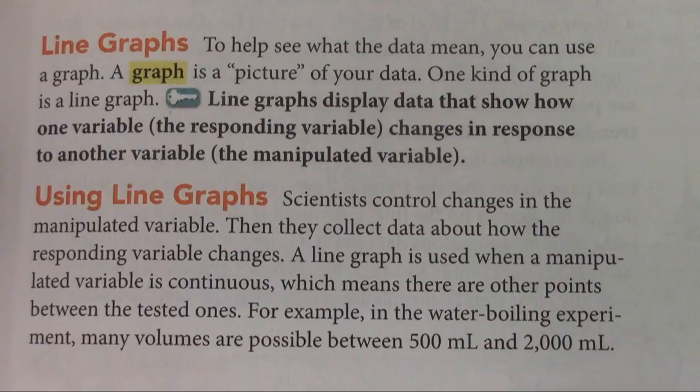Using line graphs. Scientists can control change in the manipulated variable. Then they collect data about how the responding variable changes. A line graph is used when a manipulated variable is continuous, which means there are other points between the tested ones. For example, in the water boiling experiment, many volumes are possible between 500 milliliters and 2,000 milliliters.